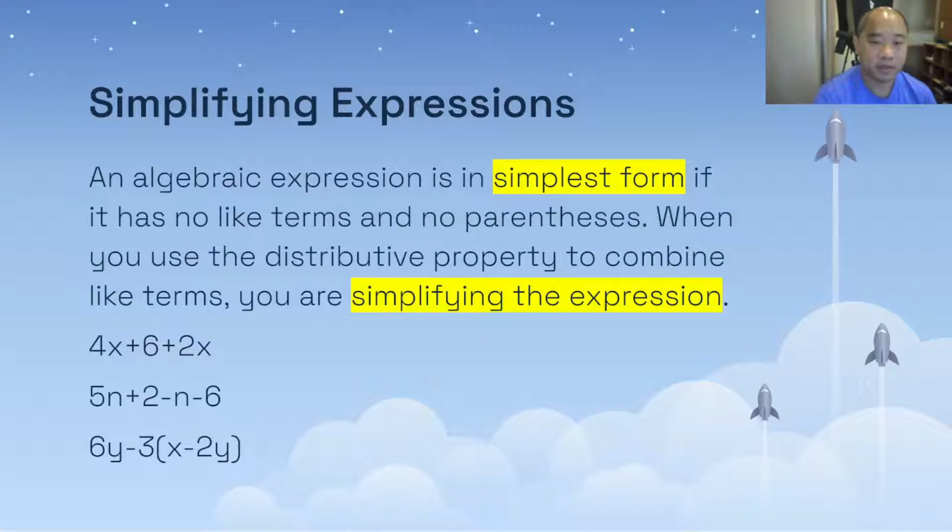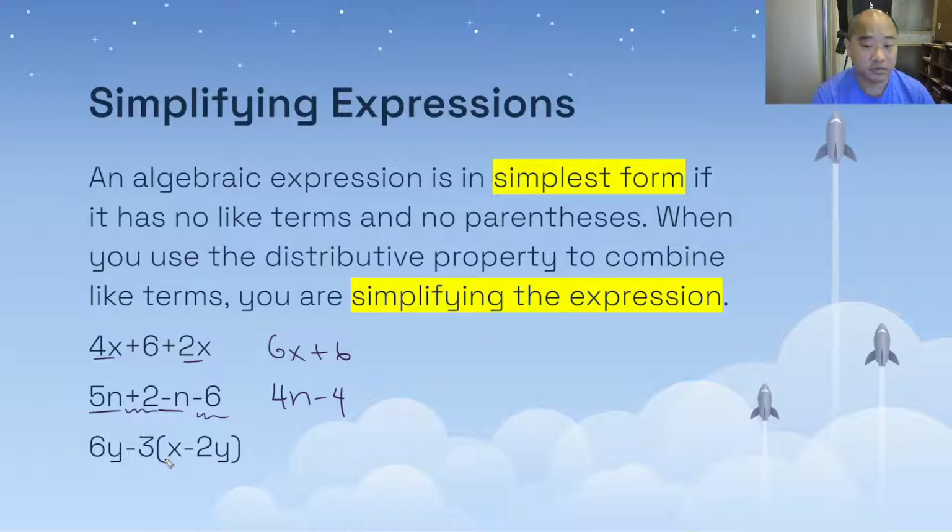Okay. So let's say we have these expressions. 4x plus 6 plus 2x. In order to simplify that, we would combine the like terms, right? So that would be 6x plus 6. Now this is simplified. Here we have 5n and negative n, which is 4n. And then we have 2 and negative 6. We combine those, that's negative 4.